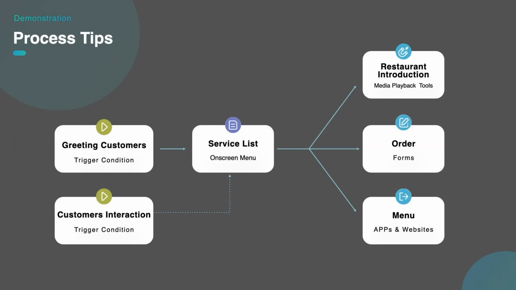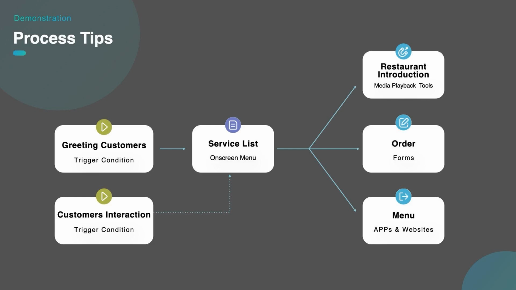In the flow design architecture, multiple trigger conditions can be set. Next, use the menu module to display the service list, dividing it into 3 branches based on the options, and introduce the restaurant using the Media Playback Tools module, conduct ordering using the Forms module, and allow customers to browse the menu using the App and Websites module.